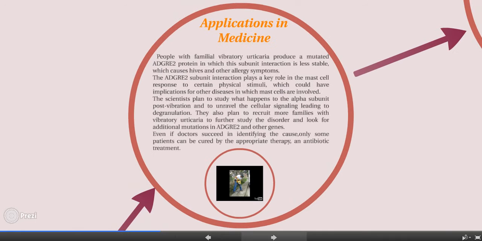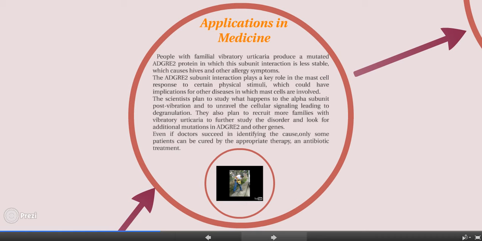Applications in medicine. People with familial vibratory urticaria produce a mutated ADGRE2 protein in which this subunit interaction is less stable, which causes hives and other allergy symptoms. The ADGRE2 subunit interaction plays a key role in the mast cell's response to certain physical stimuli, which could have implications for other diseases in which mast cells are involved.